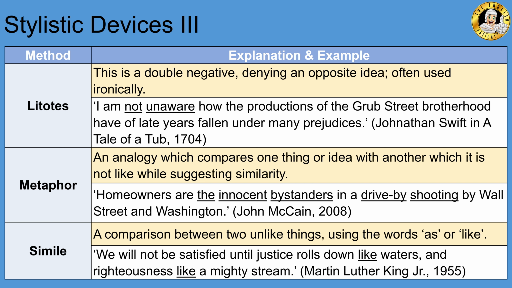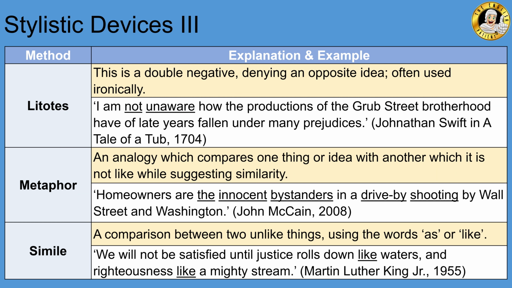And then last with these stylistic devices, let's end up with metaphor and simile. Now, a metaphor is an analogy, which is a story which compares one thing or idea with another, which is not quite like it, but while suggesting a similarity between the two. That's what an analogy is. Now, the difference between a metaphor and a simile being a comparison between two unlike things, which is exactly what a metaphor is, but a simile uses words as or like. A metaphor doesn't use as or like. Otherwise, they function in the same way.